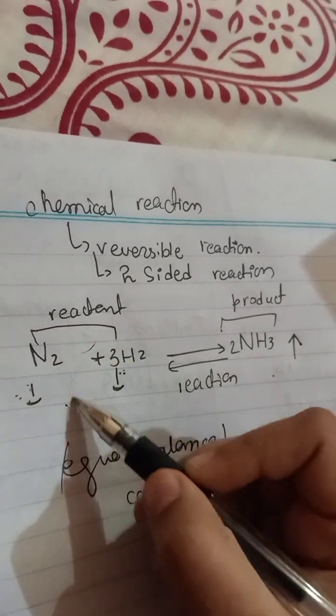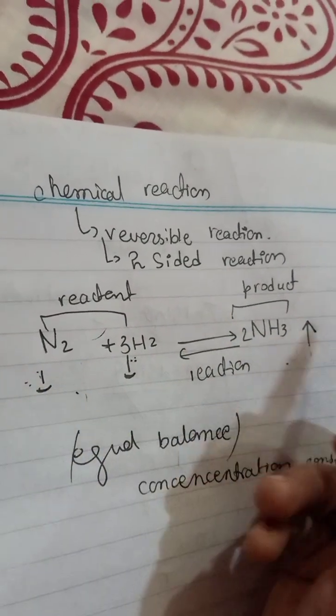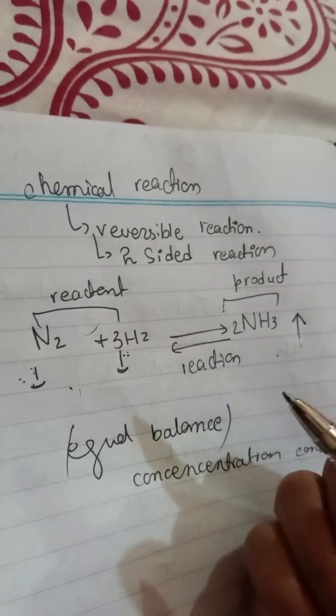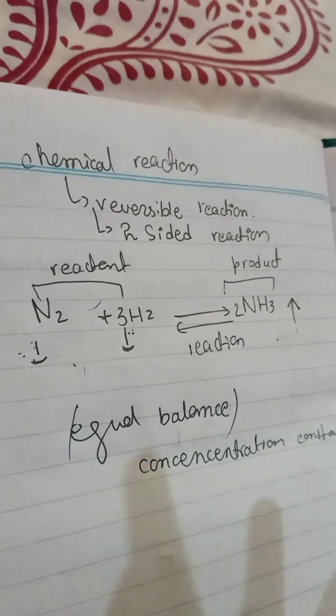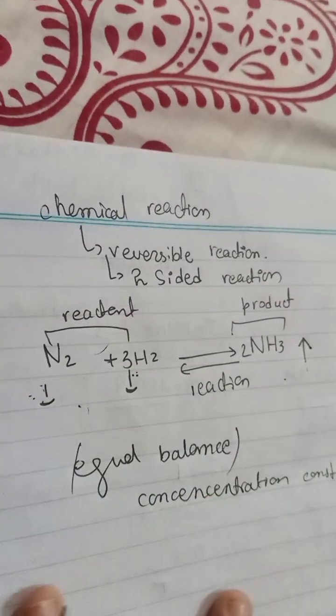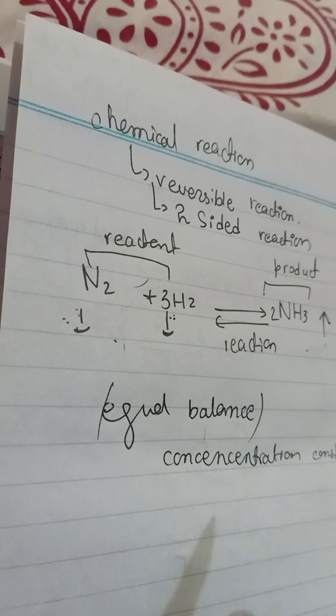For example, if the reactant concentration is low and the product concentration is high, the reaction will occur many times. After some time the concentration of both will become equal. So that is what we call a chemical equilibrium.